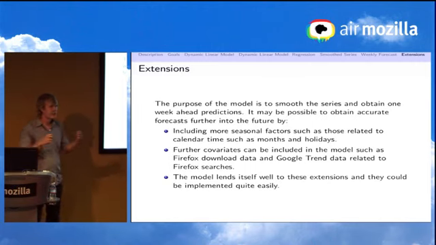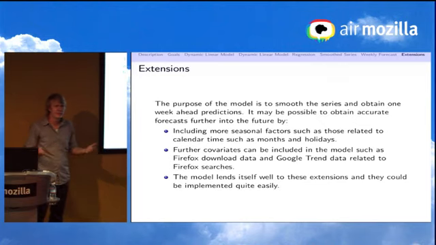So one is that you need to actually model the structure a little bit more than what we're doing. You need to include some seasonal factors, maybe those related to calendar time, such as months and holidays. You can include further covariates, maybe Firefox download data. If lots of people are downloading Firefox, perhaps that gives us some predictive power of ADI count, and maybe other things. So maybe Google Trend data, like how many Firefox searches were there this week, this kind of thing.